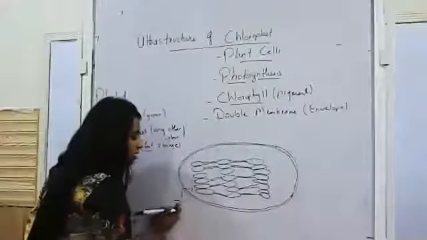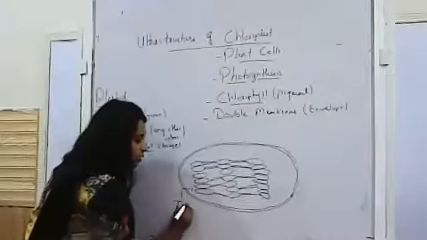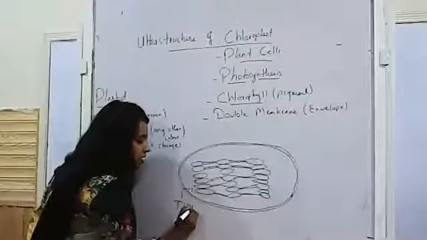This is called the thylakoid membrane. A lot of thylakoid membranes stacking over each other, we call this entire stack a granum.